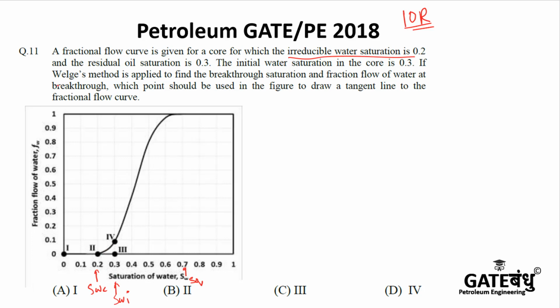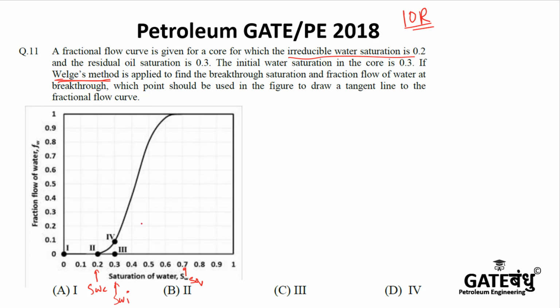The Welge method is a particular method which utilizes the data from the fractional flow equation for calculating the volume of water injected and the distance or time taken for a waterflood to reach from one distance to another. So the Welge method is applied for calculating the breakthrough saturation and fractional flow of water at breakthrough.